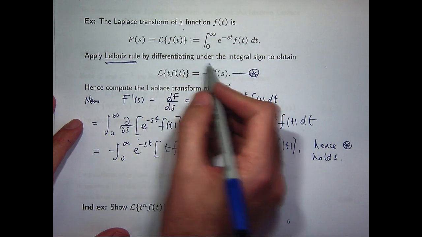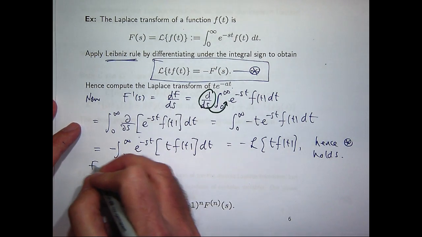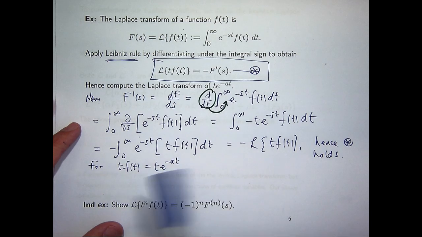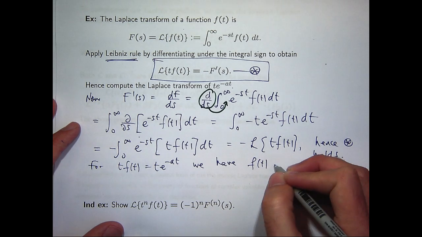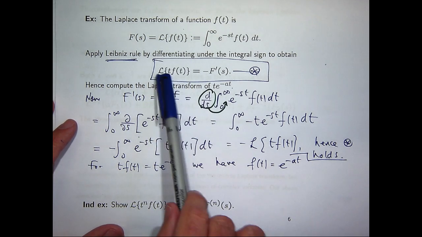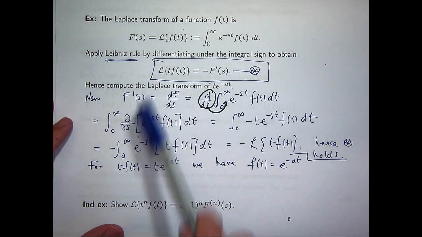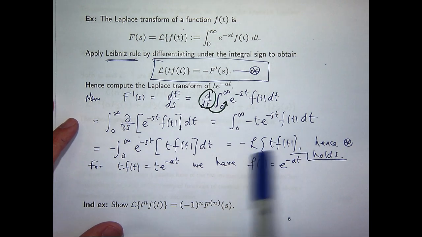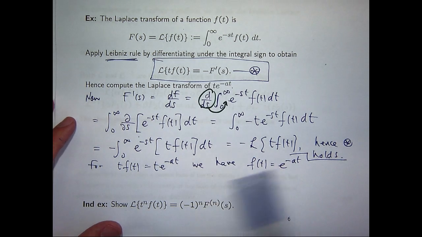So how do we do it? Well, we're going to use this. Right? So in this setup, f of t would be e to the minus at. And what this says is that the Laplace transform of t f of t equals the negative of the derivative of the Laplace transform of little f of t. So for this application, what I want to do is calculate the transform of this, then differentiate it, and then just put a minus sign out the front. Okay?